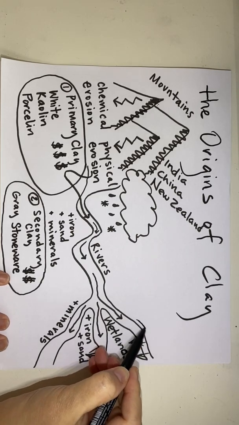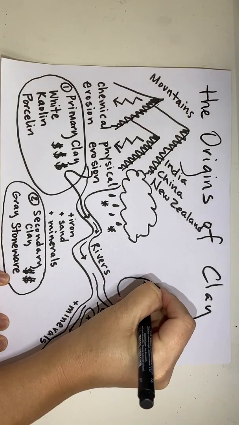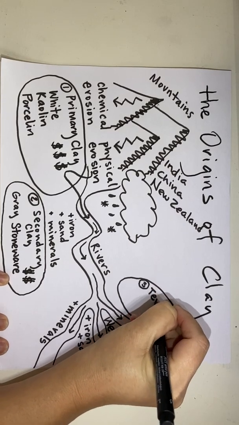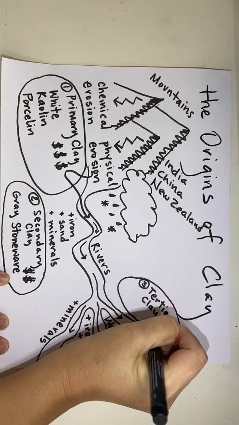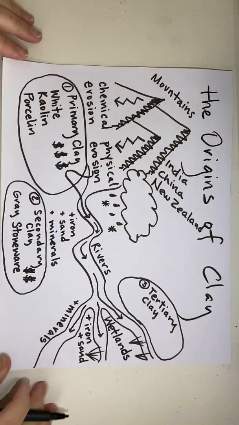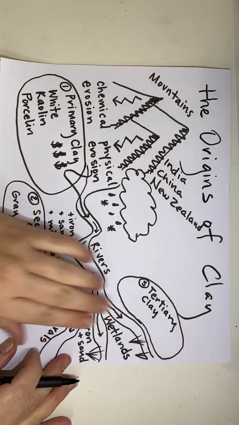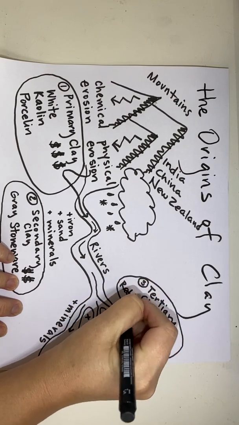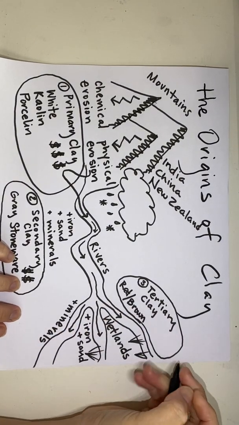The type of clay that deposits along the wetlands is our third type of clay, and you can probably guess what it's called: tertiary clay. Just like in the color wheel, we have primary, secondary, and tertiary colors. In clay, we have our primary clay, our secondary clay, and our tertiary clay. Tertiary clay is more red and brown, especially because of that iron. That's what gives it that color.